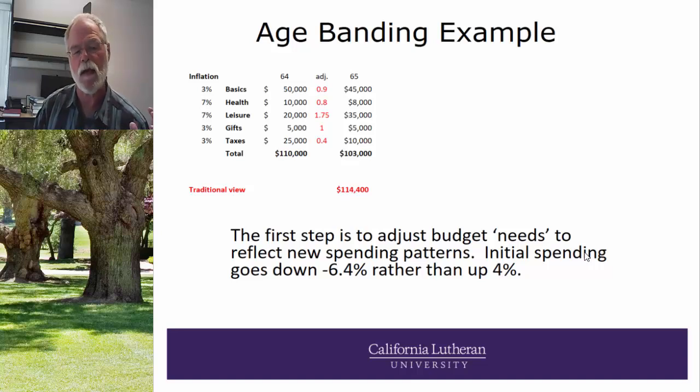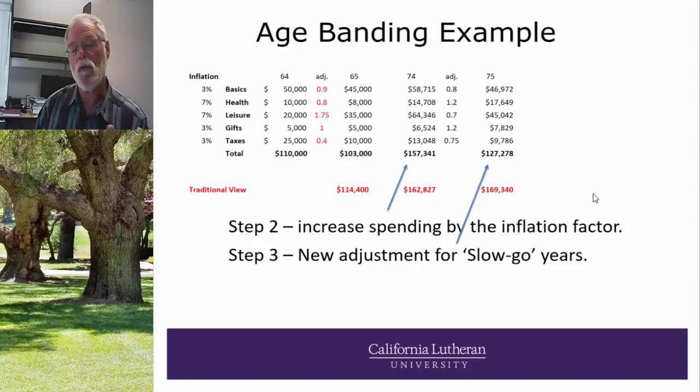But what was interesting in addition is that using the traditional approach, we would assume that spending in year 65, the first year, would go up perhaps 4%. In reality, spending goes down 6% through this adjustment in the first level of age banding. Now, between 65 and 74, spending then rises at the inflation rate for each of the respective categories. So basic spending goes from 45,000 to 58,700. Okay, so you can see the numbers, how these things grow.